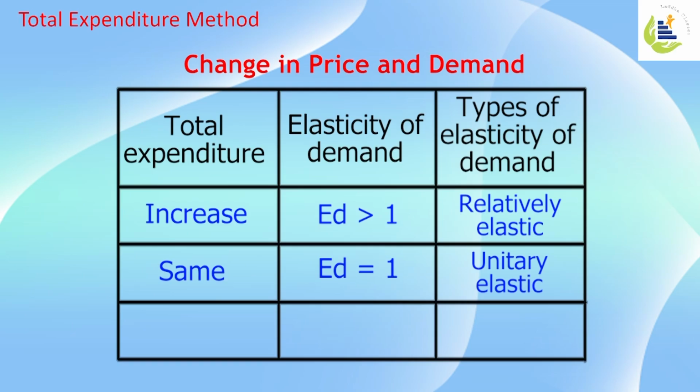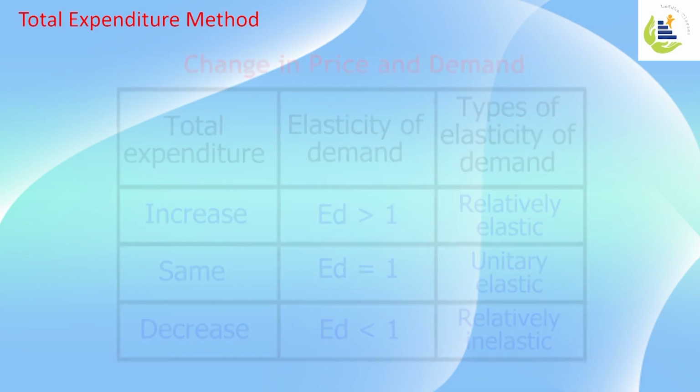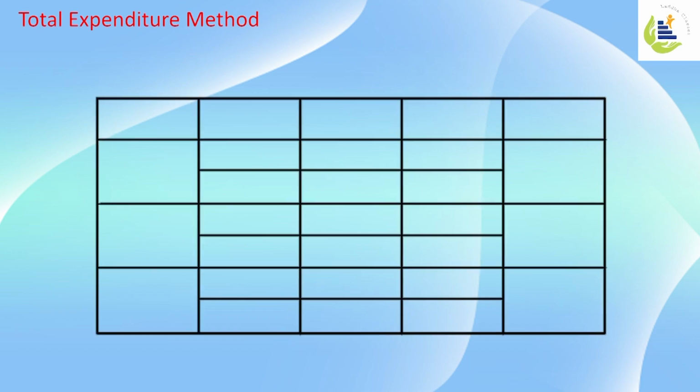I go to the third case where due to change in prices and demand, total expenditure also changes, and now it goes lesser than the earlier expenditure. In this case, elasticity of demand will be less than 1. In technical terms, we say the demand is relatively inelastic. I would give you a simple example. This chart gives you a complete idea how we go ahead with total expenditure and try to analyze the elasticity of demand from it.